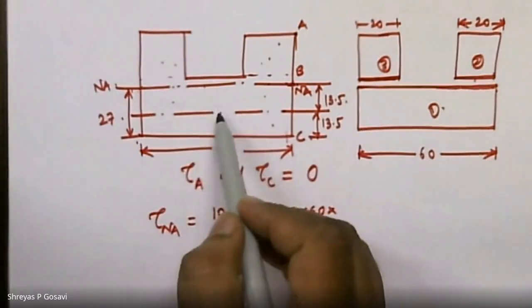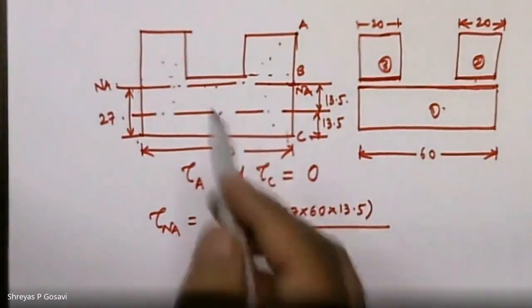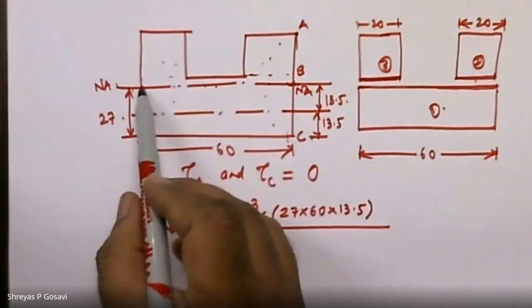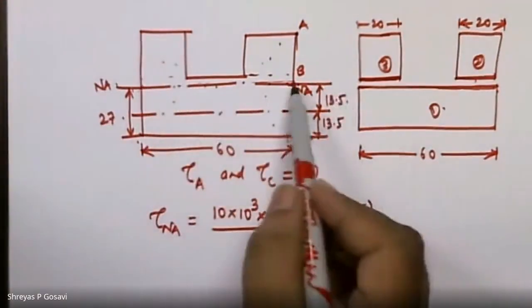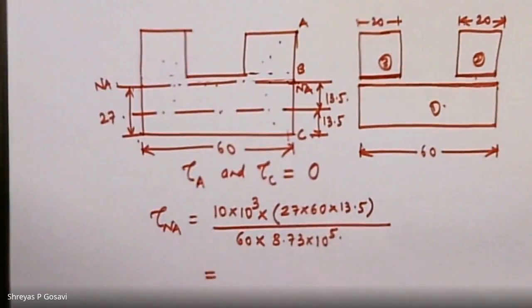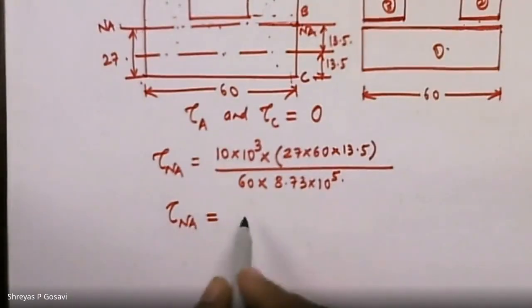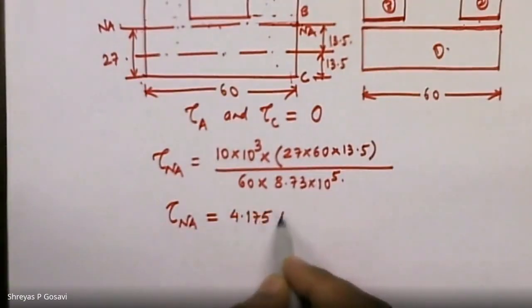So the distance between the two axes will be equal to 13.5 millimeters. So multiplied by 13.5, divided by b, that is the width at which we are computing the shear stress. So the total width will be considered, that is equal to 60, and multiplied by the moment of inertia, that is 8.73 into 10 raised to 5 mm raised to 4. After calculating, the value of the shear stress about the neutral axis comes to be 4.175 Newton per mm square.